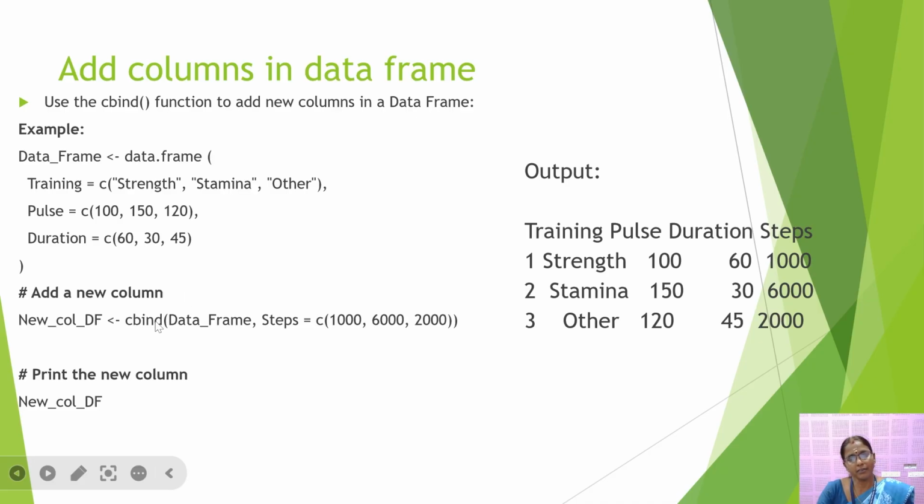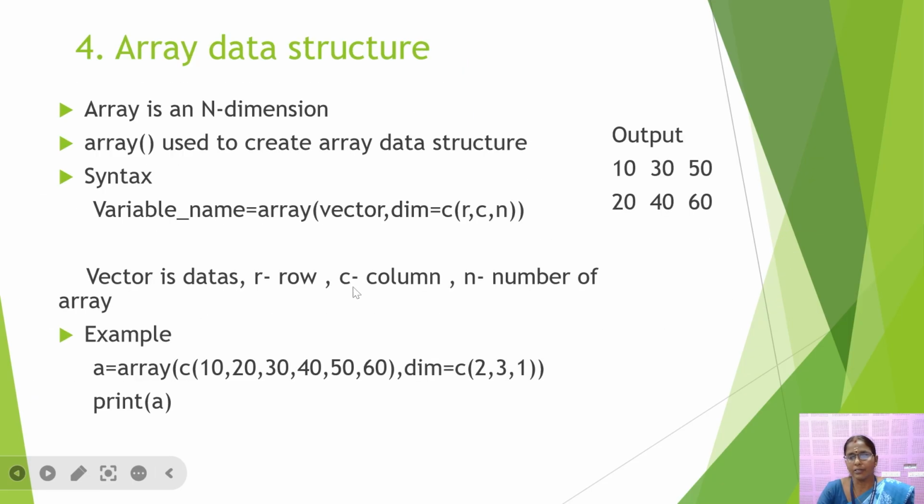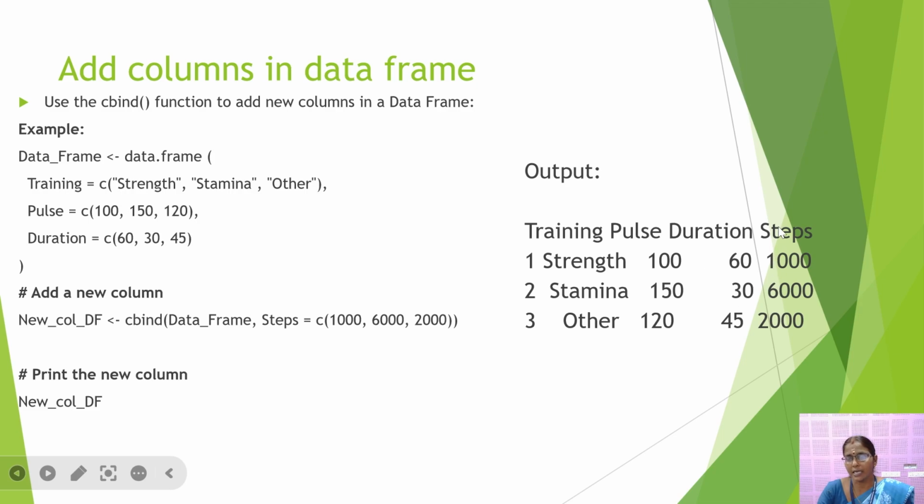So the cbind function can be used to add one more new column in the data frame. In the cbind function there are two parameters. The first argument is the data frame, the second is steps, c of 1000, 6000, 2000. These values are added column-wise. So the cbind function can be used to add one more column in the data frame.